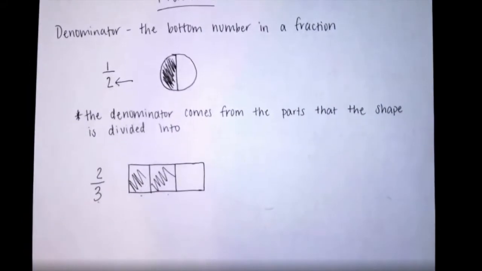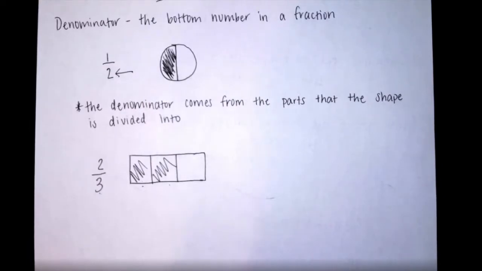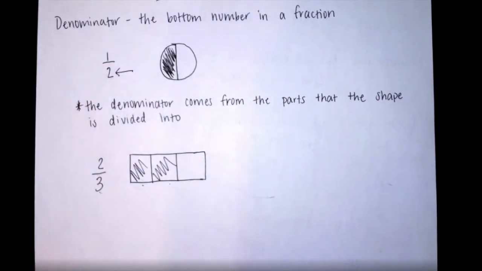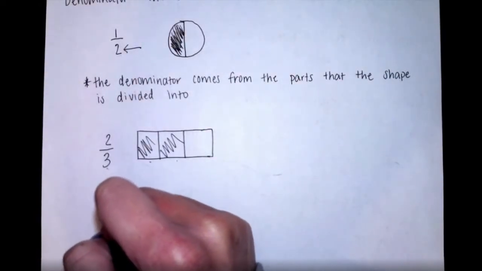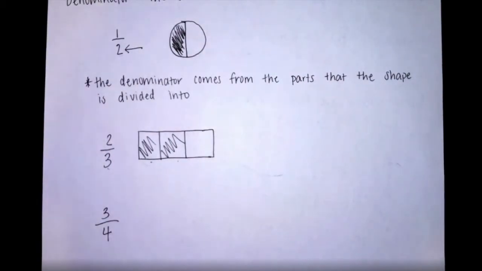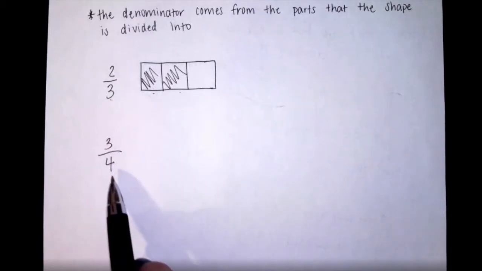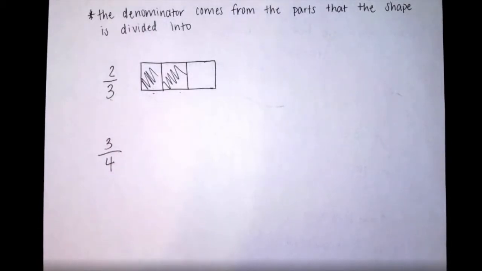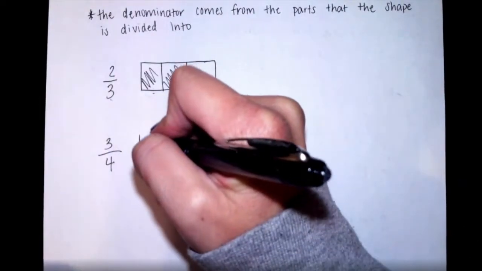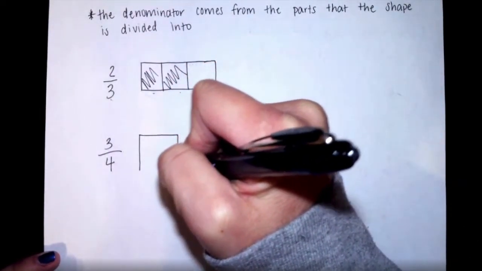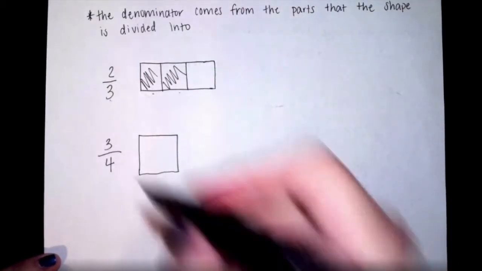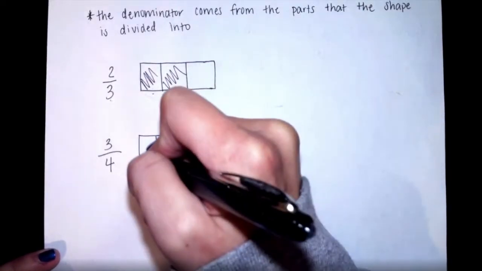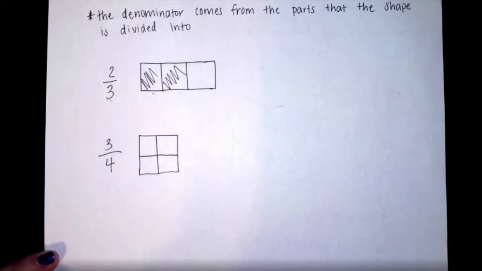Alright? Now, let's look at a fraction with a denominator of 4. So let's use the example 3/4. Okay, so once again, this 4 comes from the parts that our shape is divided into. I'm going to use a square this time. Okay? So again, I'm going to do my very best to make these equal, but I am not using a ruler. So you could divide your square just like this, right?